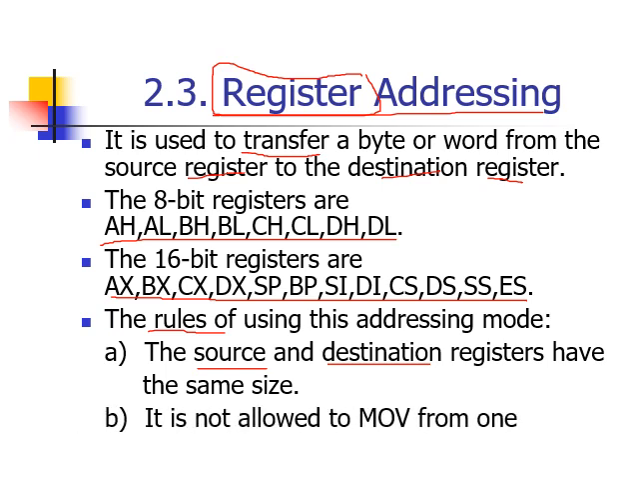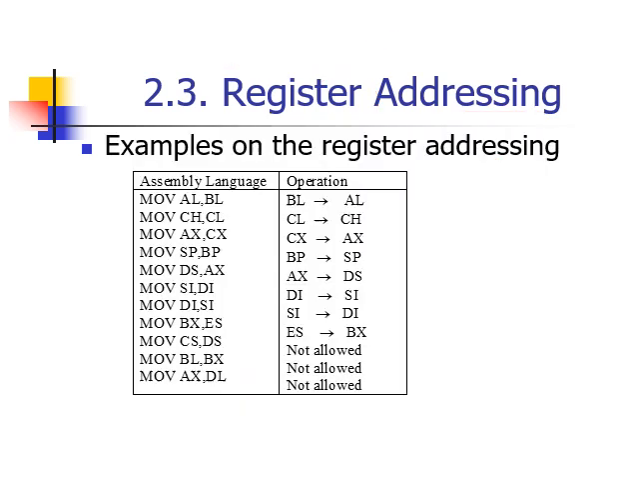And it's not allowed to move from one segment register to another. So you don't make your source and destination segment registers. This is not allowed. So these are two rules you have to comply with in dealing with the register addressing mode. Alright, this is now the first addressing mode, which is the register addressing mode.